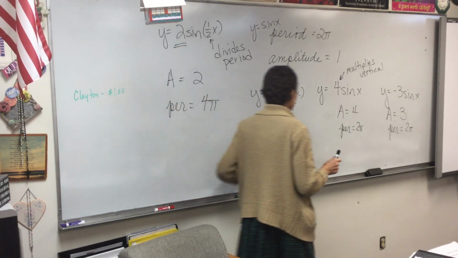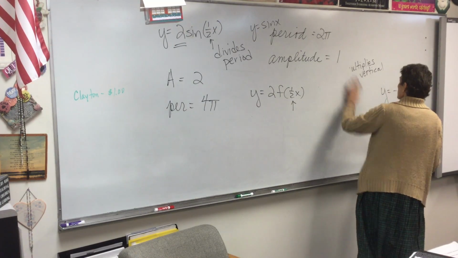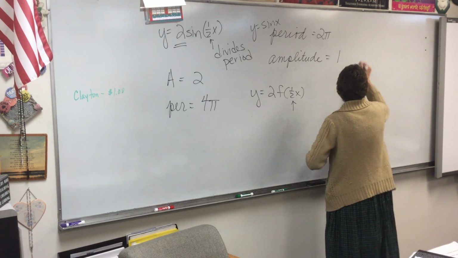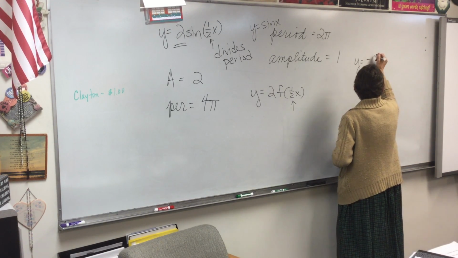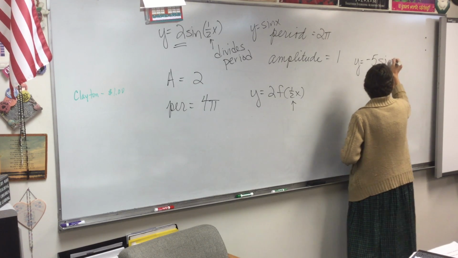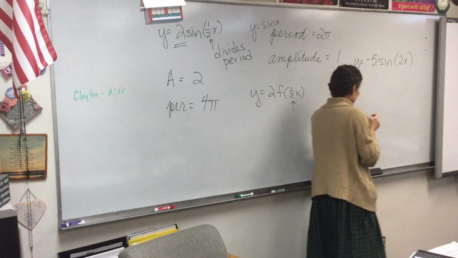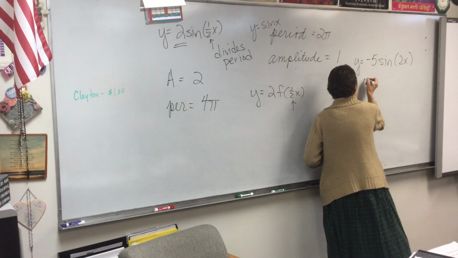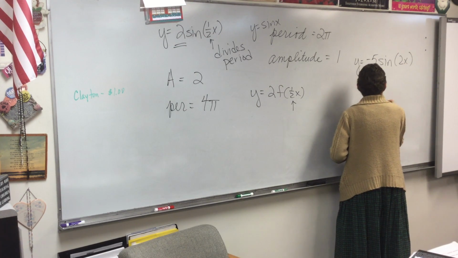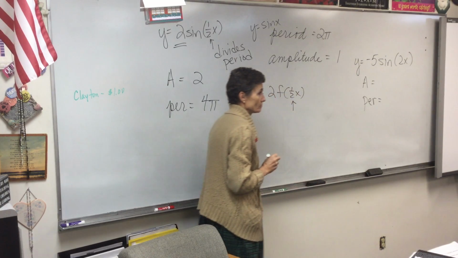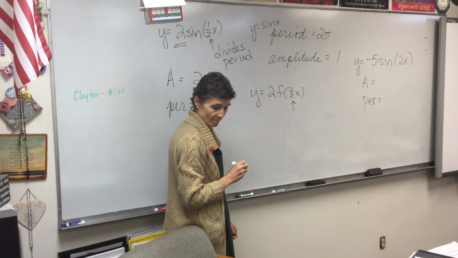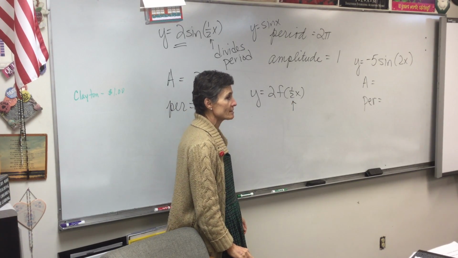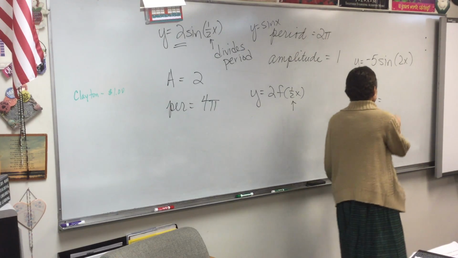Okay, we'll do one more on the calculator, and then we're going to put those away and do this by hand. Let's say we have y equals -5 sine 2x. All right, graph that one on your calculator. And we need to figure out the amplitude and the period of it. Amplitude is 5. Now, it is upside down.